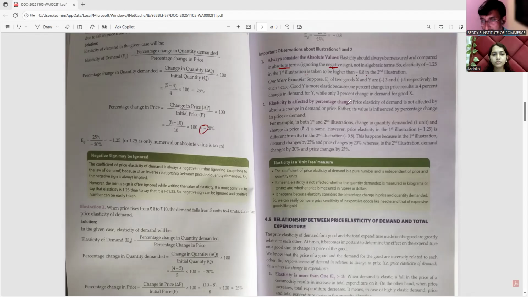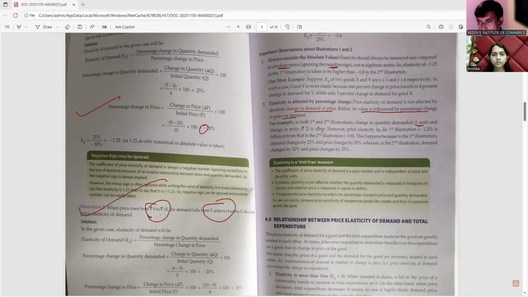Now elasticity is affected by percentage change. Price elasticity of demand is not affected by absolute change in demand or price. Rather, its value is influenced by the percentage change in the quantity and price. Let's understand how. In both illustrations, this one and this one, right? Change in quantity demanded is 1 unit, right? And change in price is the same like this, 10 rupees first of all and then 8, and this is the figure.